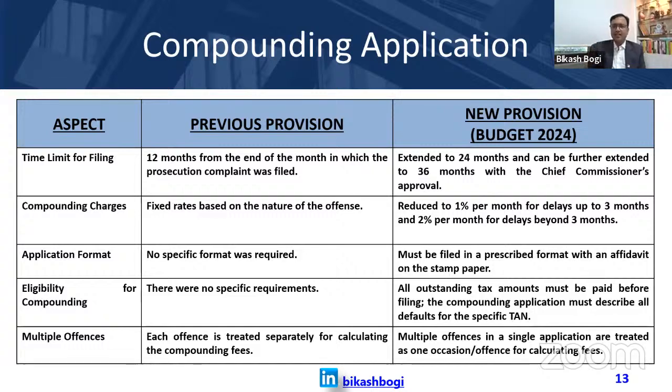So there is a process where a deductor can file an application before the jurisdictional CIT that kindly drop the prosecution proceeding. I am willing to pay the penalty as per the provisions of the Income Tax Act and kindly withdraw this prosecution proceeding. So based on the merits of the case, CIT decides the compounding application of the taxpayer and accordingly they either accept or reject. If the deductor is genuine, there was a genuine issue with the deductor, normally the department issues compounding orders. But if the deductor is a willful defaulter, then the department goes ahead with the prosecution proceedings.